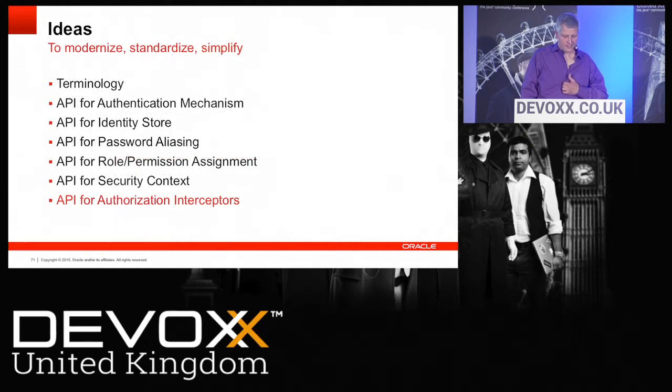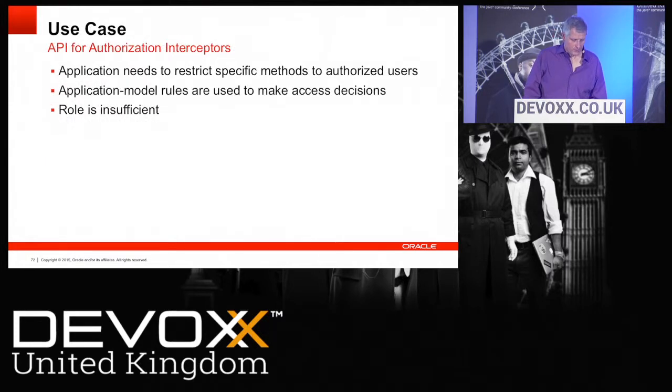The last area I want to discuss is the authorization interceptors proposals. This is where an application needs to restrict specific methods to authorized users. So we're talking about method authorization. There might be application model rules that are used to make access decisions. In other words, not just roles, but complex rules based on your application's business models, where role is not really sufficient.